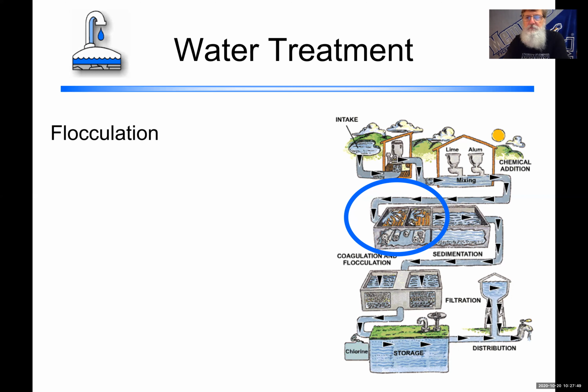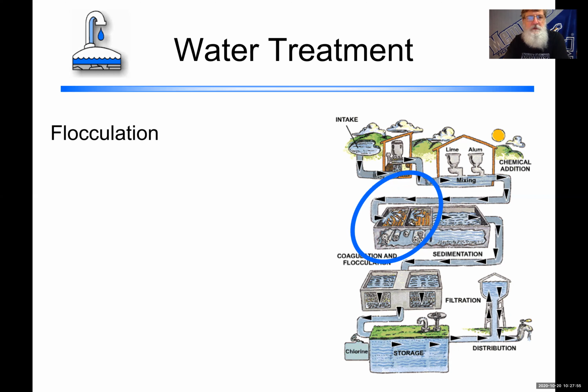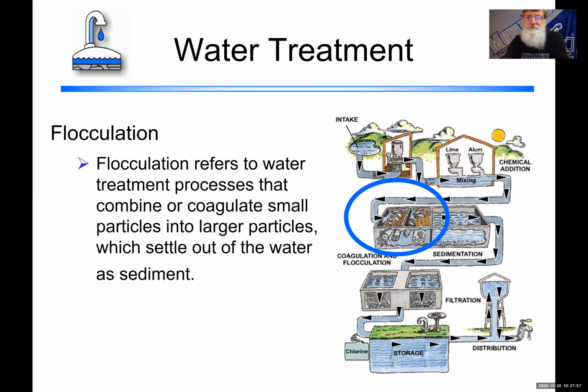So the mixing of the initial chemical can be very violent. You want to get the chemical well distributed. But in the flocculation part, it's very gentle.